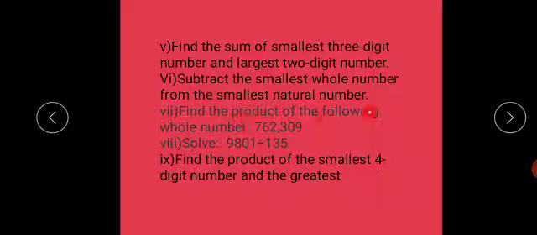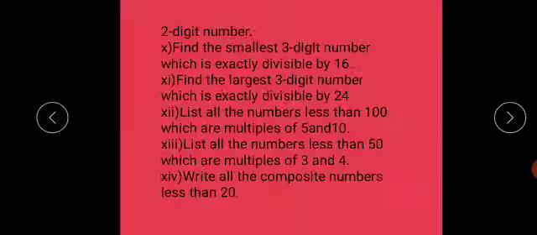Seventh part: find the product of the following whole numbers. Product means you have to multiply it, 762 and 309. Eighth part: solve 9801 divided by 135. Ninth part: find the product of the smallest 4-digit number and the greatest 2-digit number. 10th part: find the smallest 3-digit number which is exactly divisible by 16. 11th part: find the largest 3-digit number which is exactly divisible by 24.